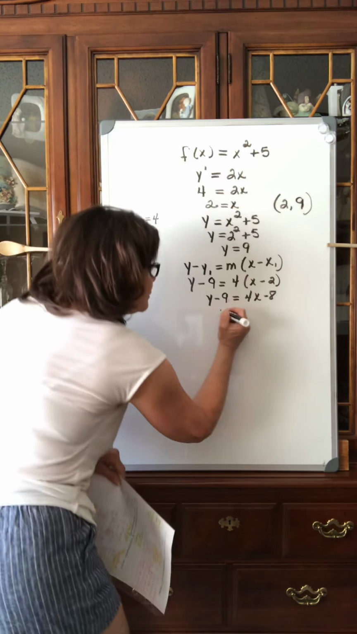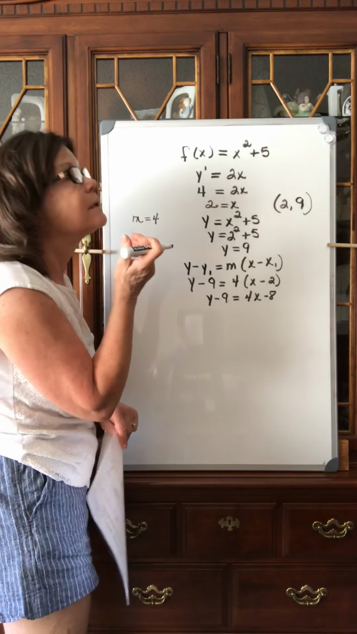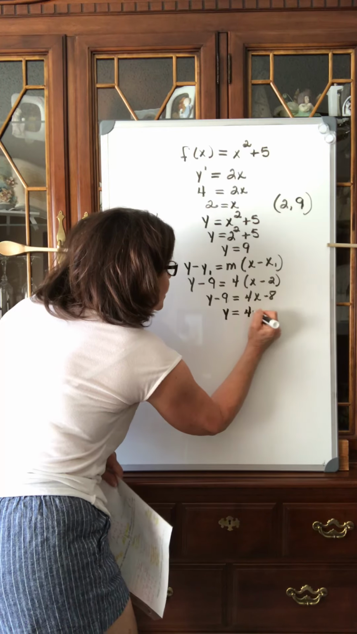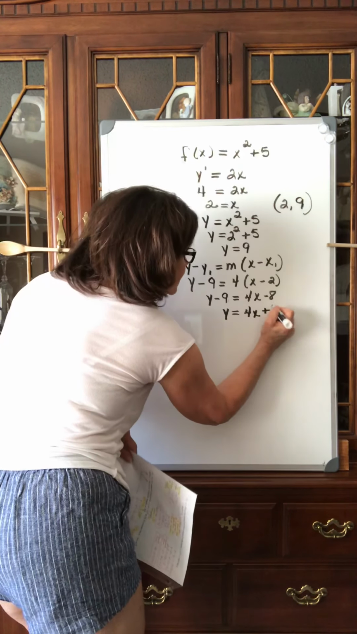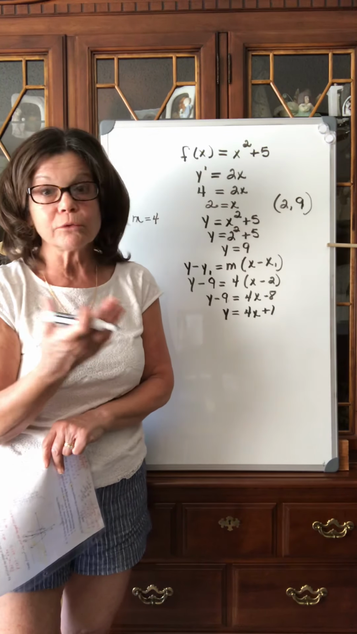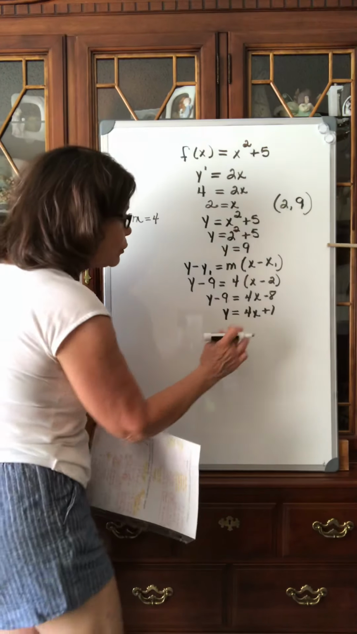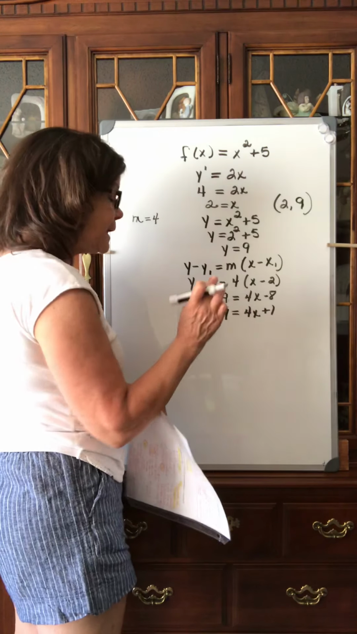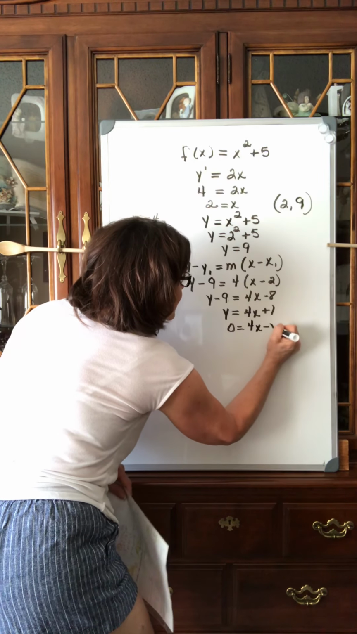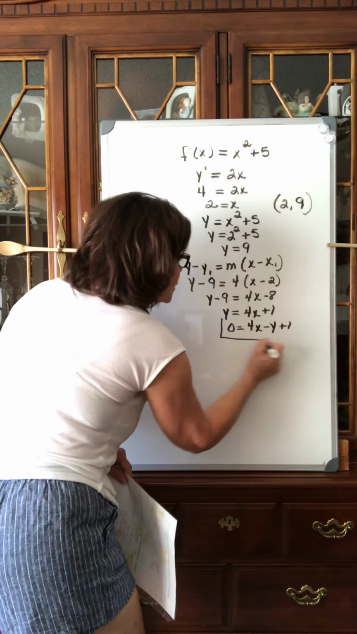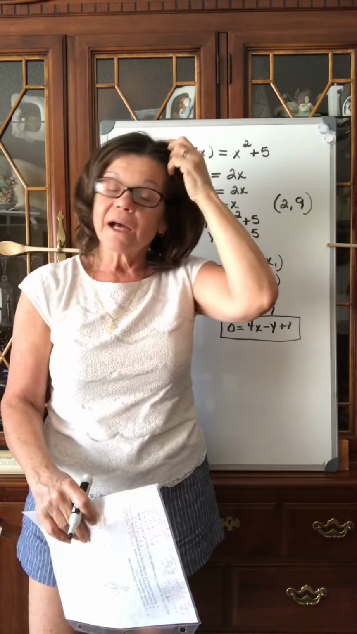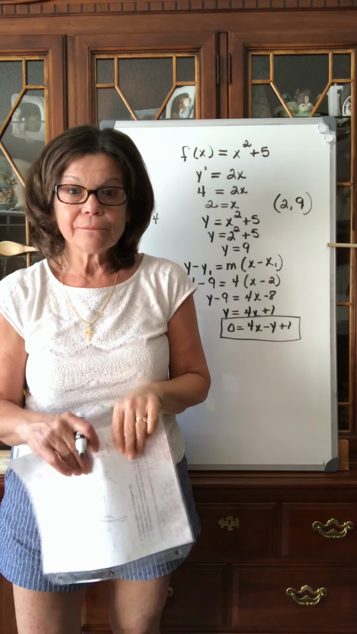I'm going to add 9 to get this into slope-intercept form. Y is equal to 4x. When I add the 9, I get plus 1. So this is your slope-intercept form. If you were graphing it, it would have a slope of 4, or 4 over 1, and a y-intercept of 1. But in general form, your x term has to come first. It has to be positive. So 0 is equal to 4x minus y plus 1. That's the equation of the tangent line to this parabola that has a slope of 4.